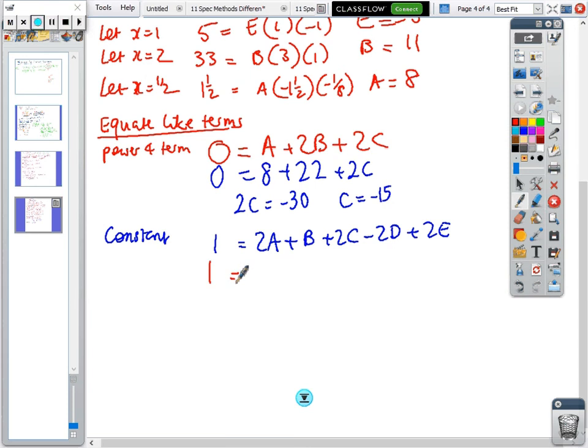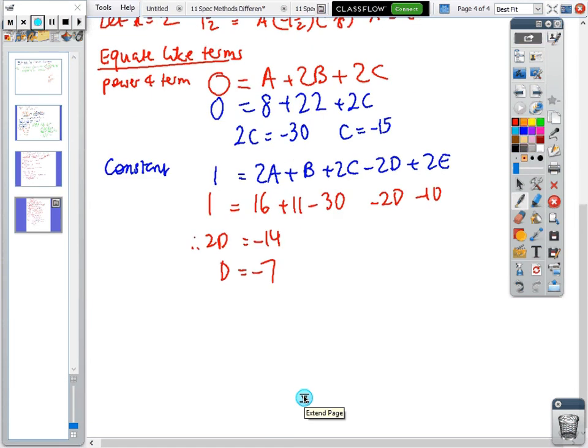So we've got 1 equals 16 plus 11 minus 30 minus 2d that we're trying to find minus 10, so that 2d equals negative 14, d equals minus 7.